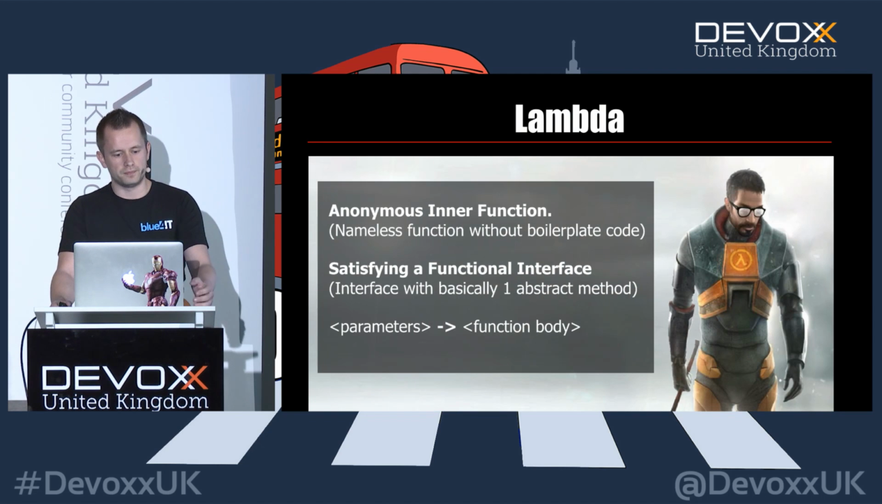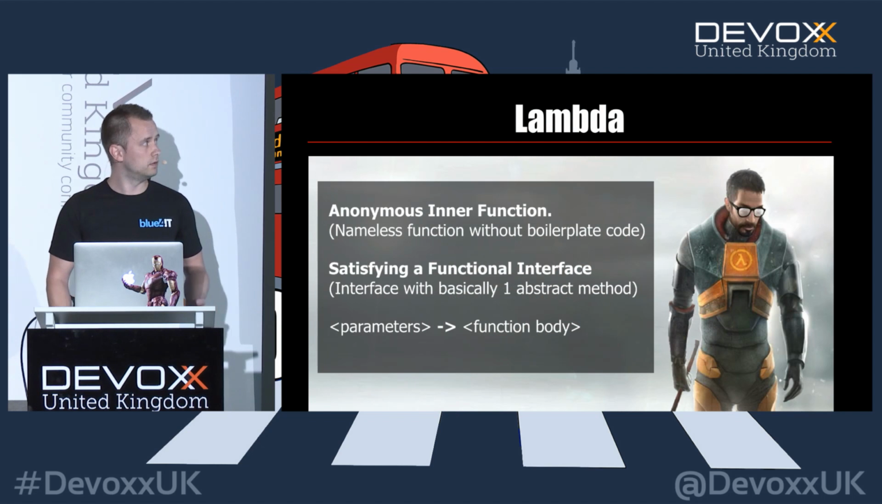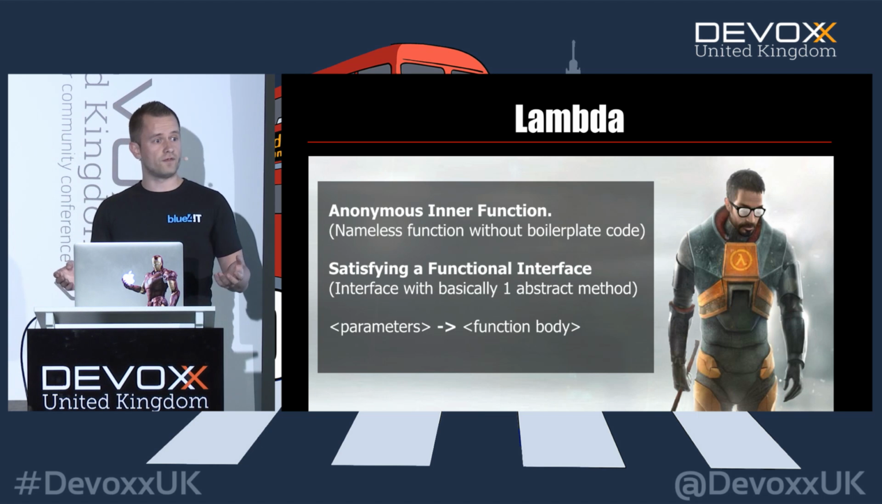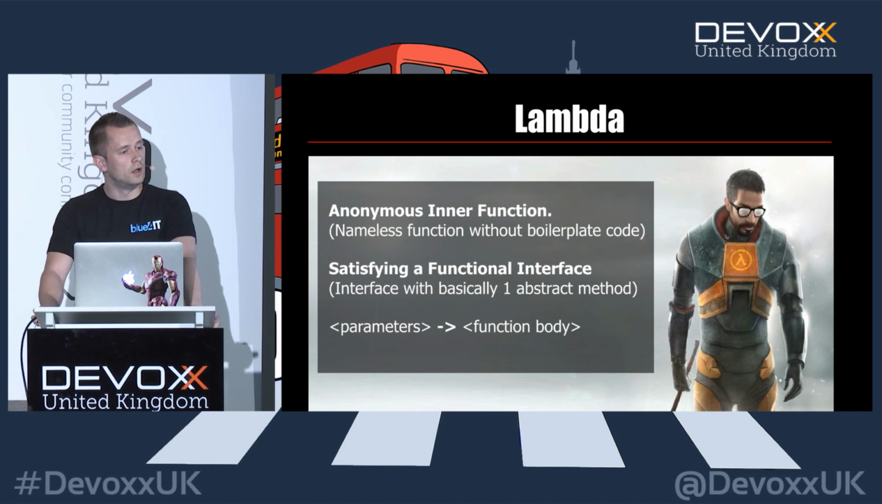So what is a lambda? A lambda can actually be pronounced like this. It's an anonymous inner function, or we can treat it like that. It's actually a function without boilerplate code. We simply have only the part of the function that's important without all the ceremony around it.